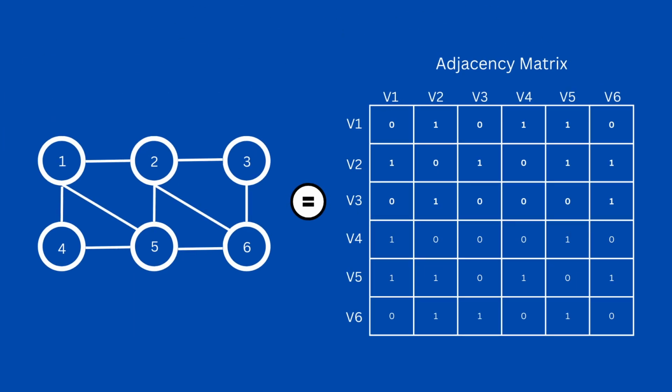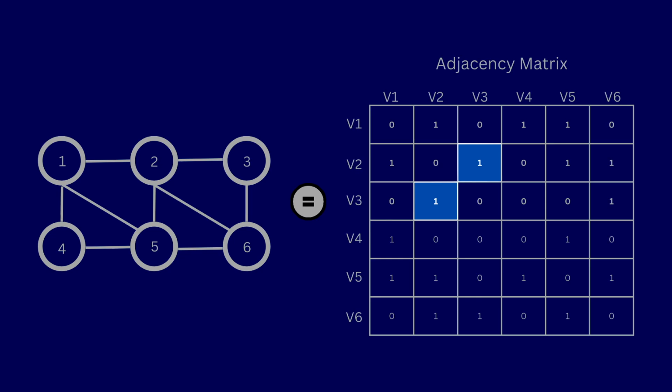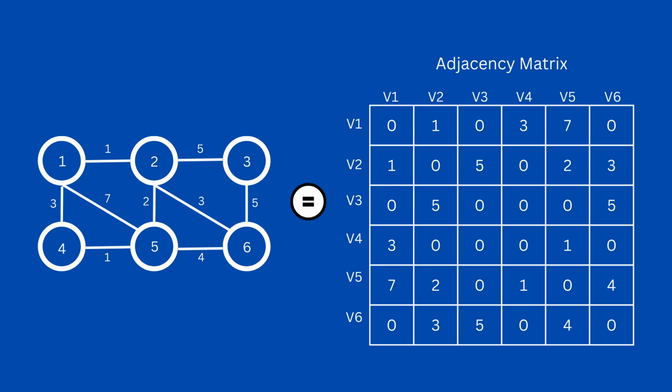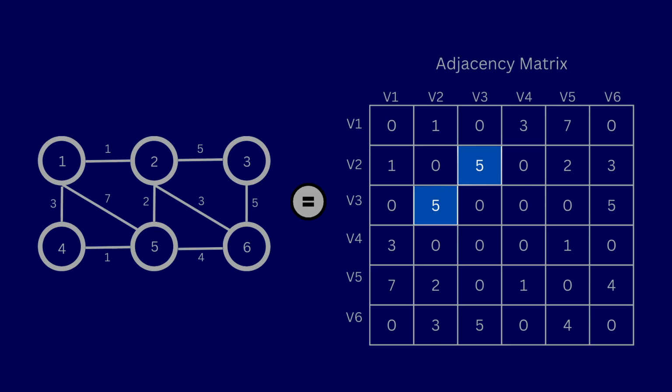The example above shows a weightless graph where each edge has a length of 1. We can see this in the adjacency matrix where the edge connecting 2 and 3, for example, is inputted as 1 in both entries of the adjacency matrix. Let's see what would happen if we added weights to each of the edges. Now our adjacency matrix is different. For example, if we look at the edge connecting 2 and 3 again, it's now 5 in the adjacency matrix.